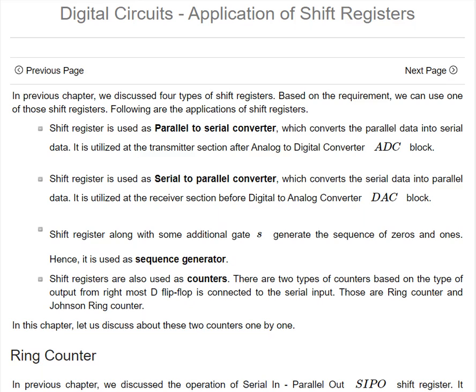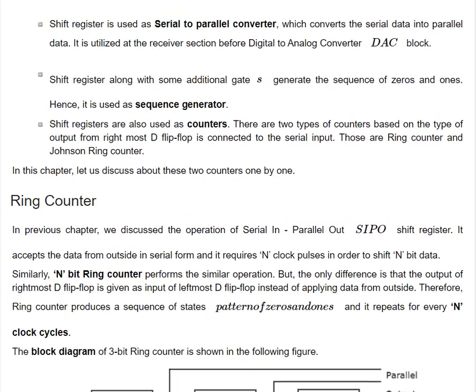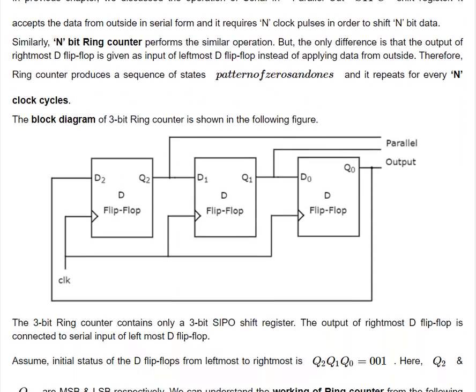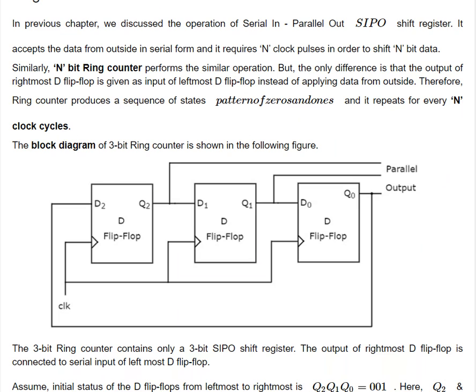These are the types of counters, based on the type of output of your rightmost D flip-flop being connected to the serial input. So Ring and Johnson counters are two applications of your shift register. Most of the basics of the ring counter we are going to see here. A ring counter, as the name suggests, counts binary values and performs the ring operation.